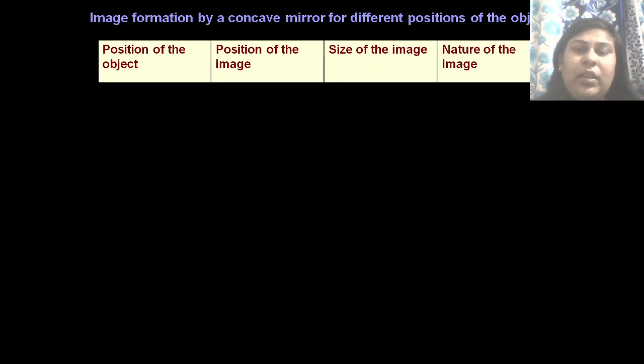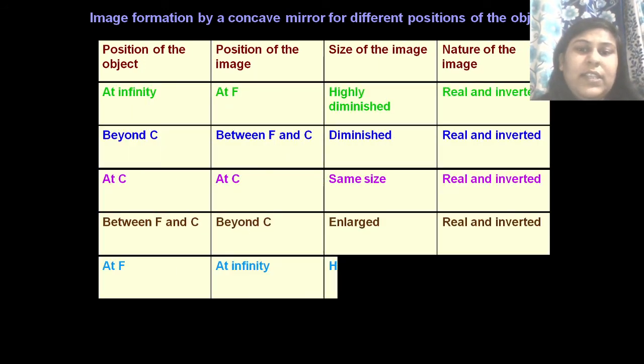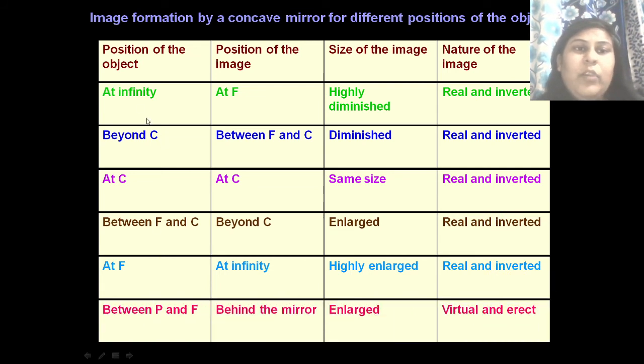Now I make a table for ease. You can see all the 6 parts here. When the object is at infinity, the position of the image is at F, highly diminished, real and inverted. So I make the table for all the 6 parts of that formation.